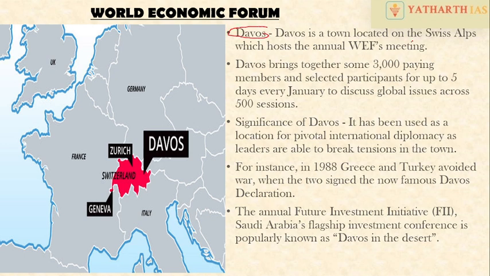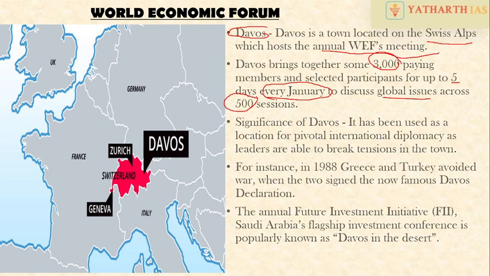So you should also know about Davos. Davos is a town located in the Swiss Alps and hosts the annual World Economic Forum's meeting. It brings together some 3,000 paying members and participants for up to 5 days every January. Every January, the annual summit will take place. It discusses global issues in around 500 sessions.